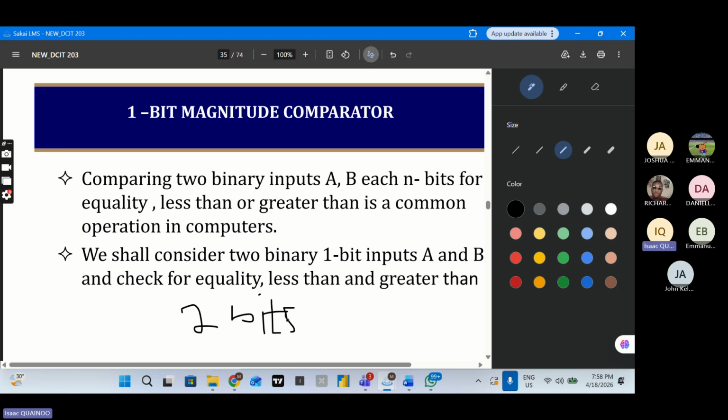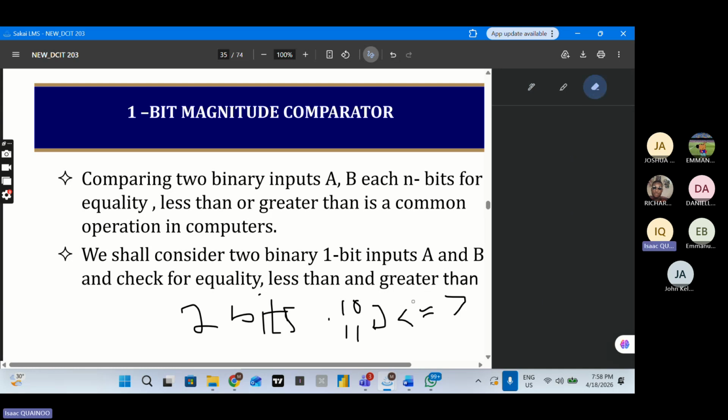what our comparator is going to do is just compare the bits available. So 2 bits is going to look like, let's say, 1 and 0. So let's say we have 1 and 0, and then let's say 1 and 1. The job of our comparator is to compare these two things here, whether one is less than the other, is equal to the other, or is greater than the other. So these are the 3 basic comparisons that our magnitude comparator does.